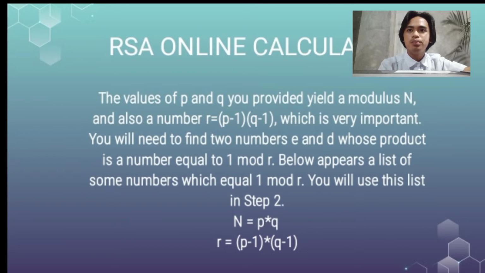The values of P and Q you provided yield a modulus n, and also a number R equals P minus 1 times Q minus 1, which is very important. You will need to find two numbers E and D whose product is a number equal to 1 mod R. Below appears a list of some numbers which equal 1 mod R. We will use this list in step 2. N equals P times Q. R equals P minus 1 times Q minus 1.